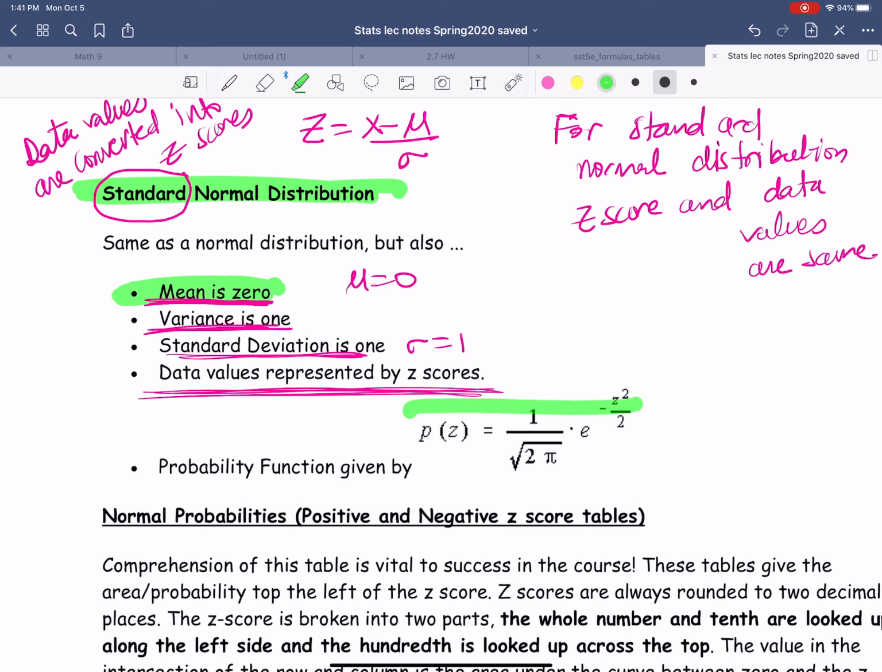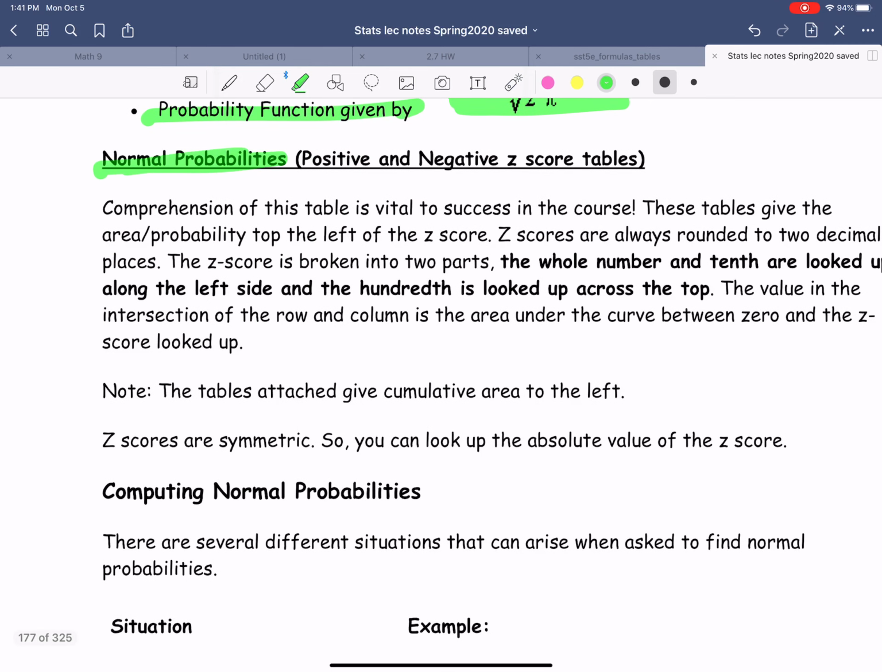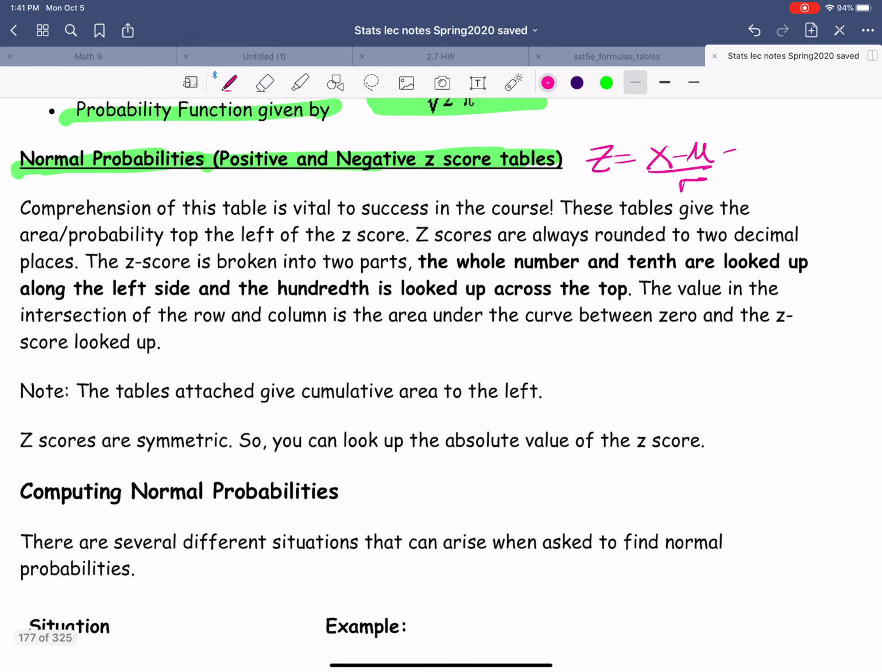And here is the probability density function for a standard normal curve. Again, no need to memorize this function. Okay, normal probabilities, positive and negative z-score tables. Earlier, in previous chapter number 3, we saw z-score can be calculated using this formula, x minus mu over sigma, where x is your data value, mu is the mean, sigma is standard deviation. So it's data value minus the mean divided by standard deviation. That's how we calculated the z-score.